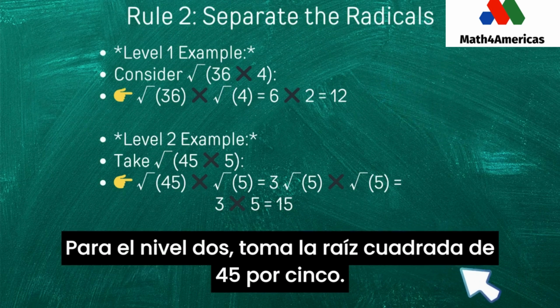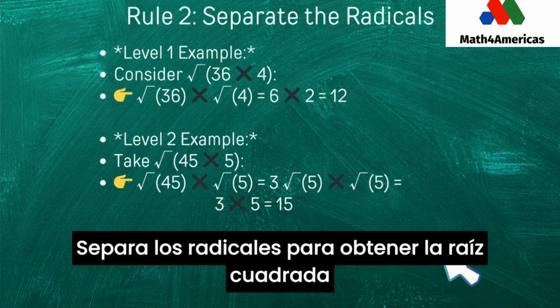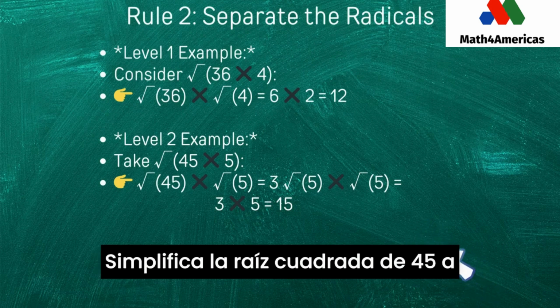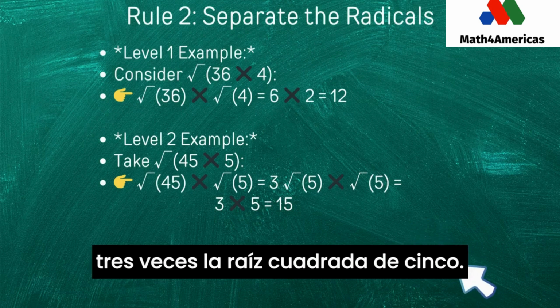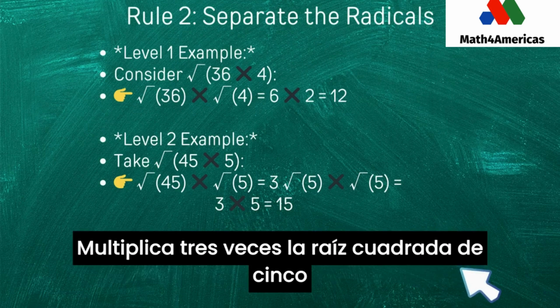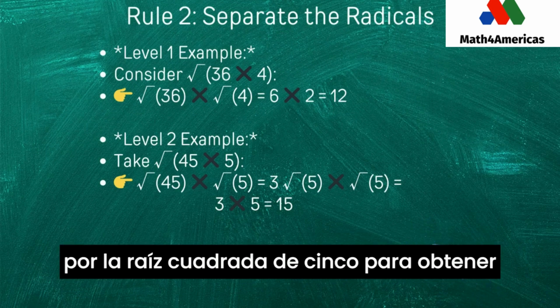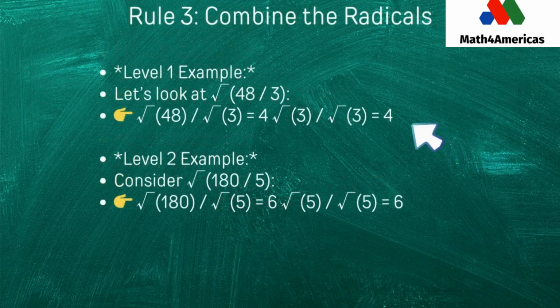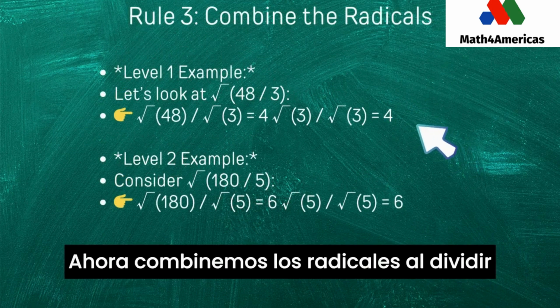For level 2, take the square root of 45 times 5. Separate the radicals to get the square root of 45 times the square root of 5. Simplify the square root of 45 to 3 times the square root of 5. Multiply 3 times the square root of 5 by the square root of 5 to get 3 times 5, which equals 15.